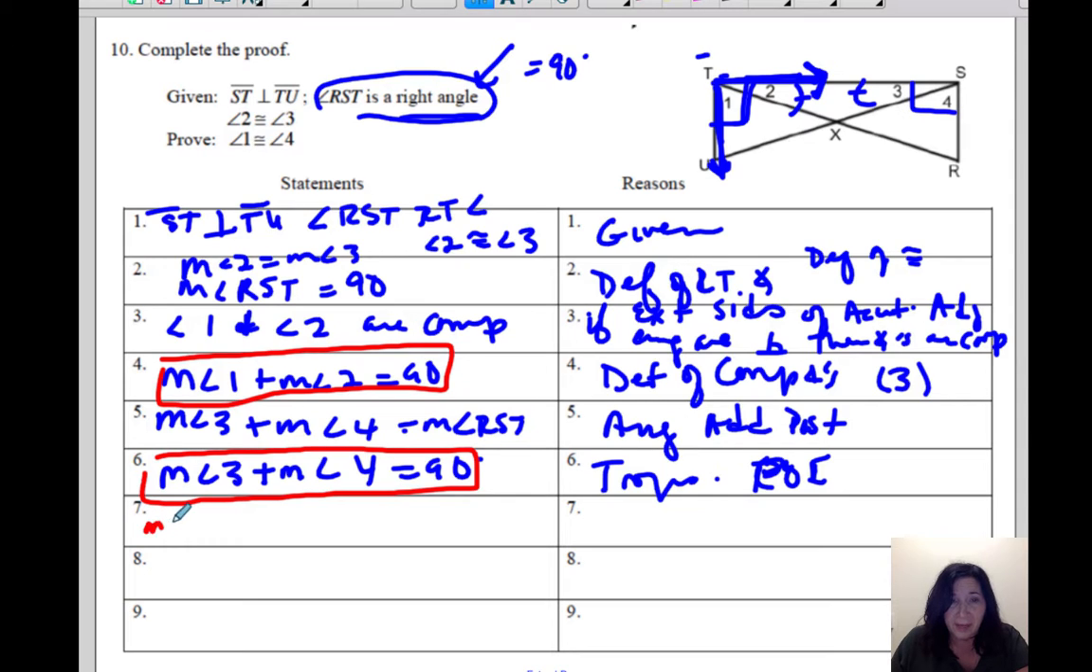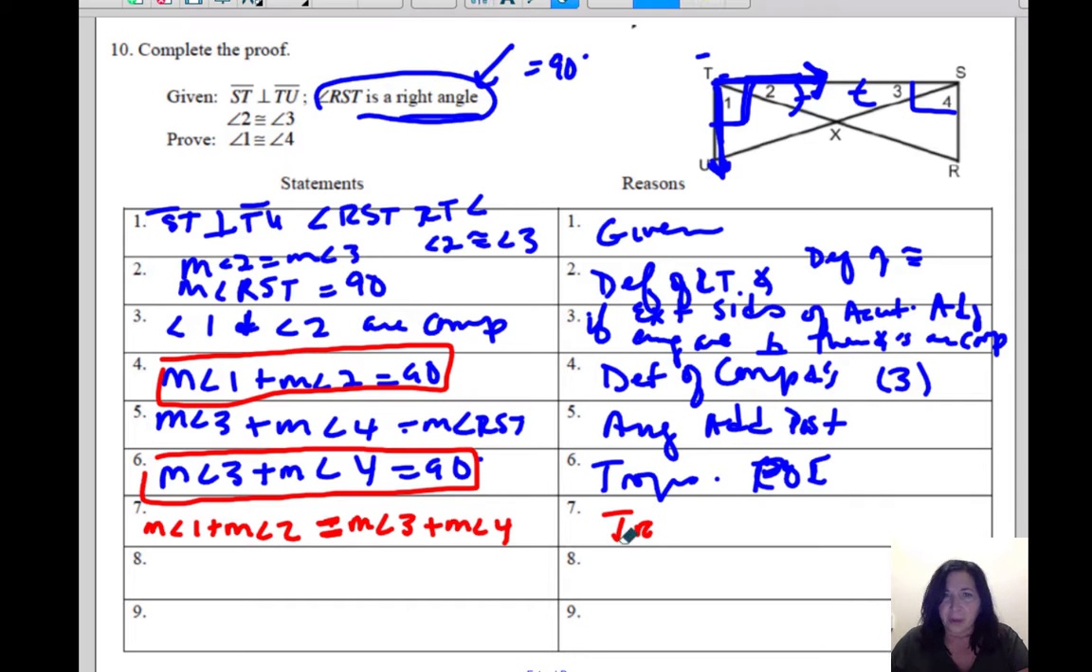I'm going to say the measure of angle 1 plus the measure of angle 2 is equal to the measure of angle 3 plus the measure of angle 4. And that's the substitution property of equality. Let me fix that. Substitution property of equality, because what I'm doing is substituting 90 for angle 3 plus angle 4.